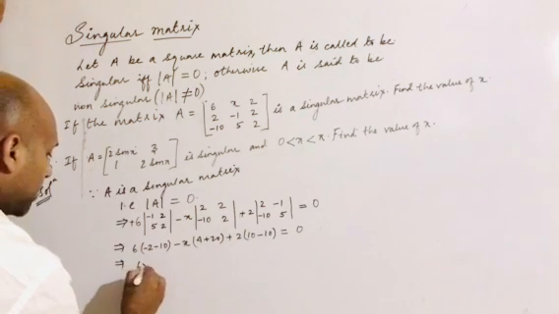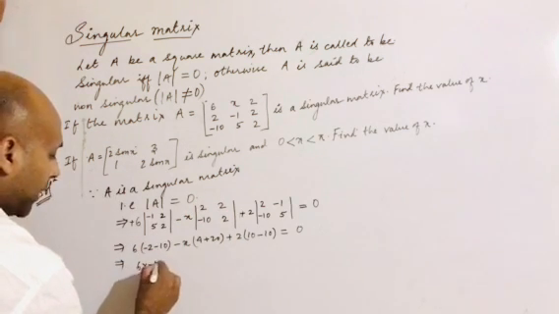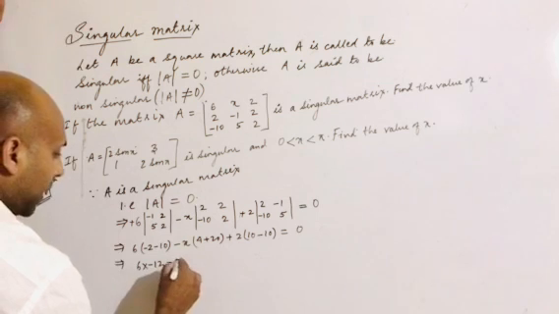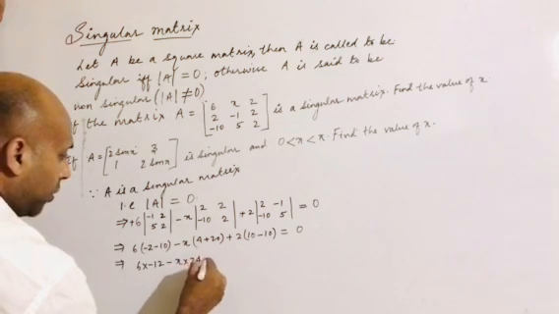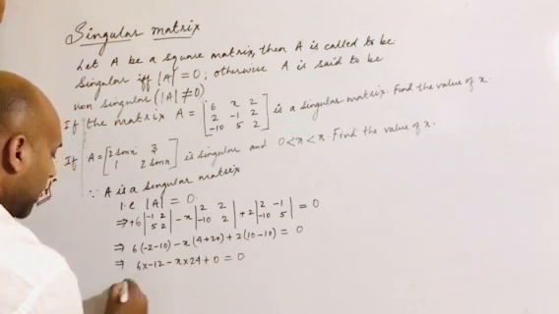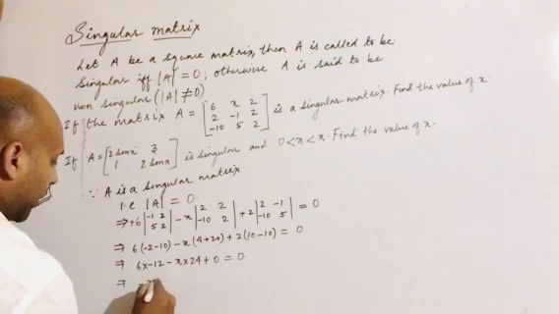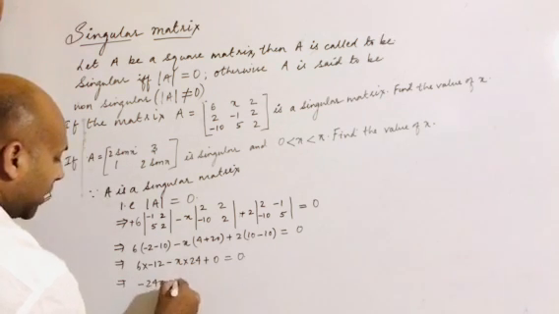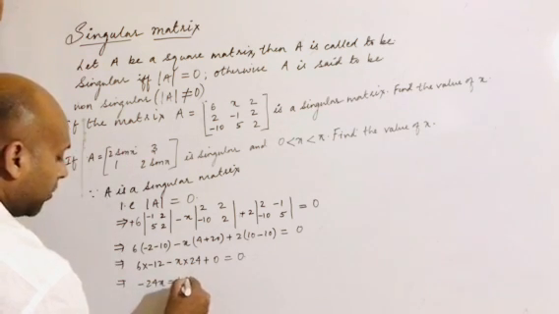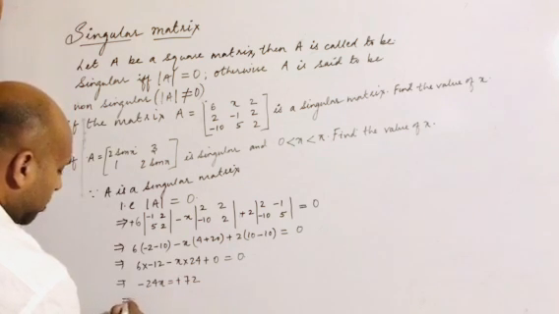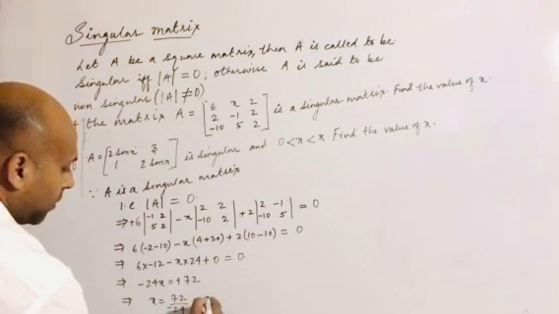So this is equal to 6 into (-2 - 2 into 10) which is -12, then minus x into (20 + 4) which is 24, plus this is 0, equal to 0. So here I can write minus 24x is equal to minus, which will come to this side, and 12 into 6 is 72. So this implies that if I solve here, the value of x is equal to 72 divided by -24, which is equal to -3.